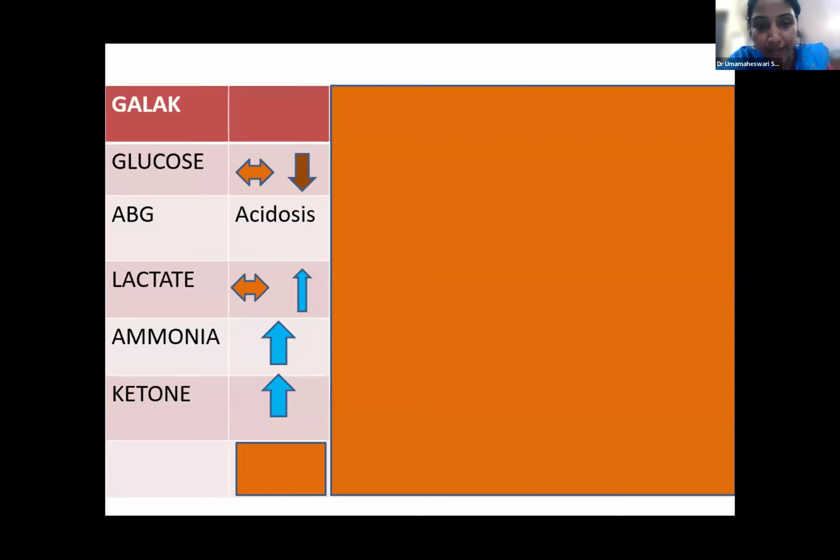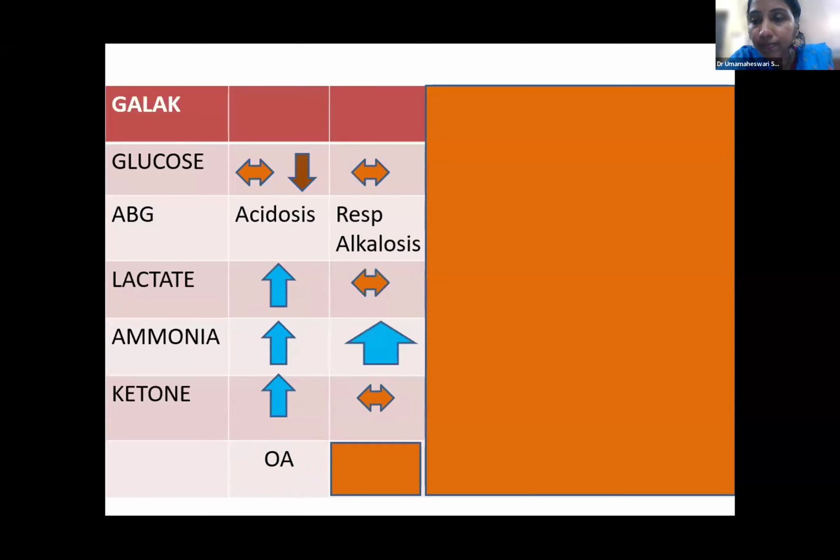Okay, so this is like organic acidemia. This is a very typical picture of organic acidemia: acidosis with ammonia elevated and ketones being positive. This one, ammonia elevated with respiratory alkalosis.